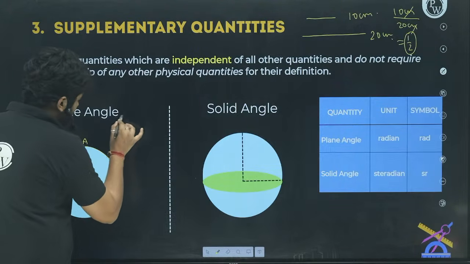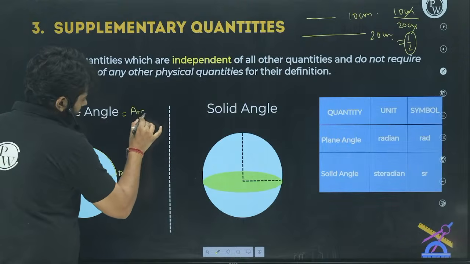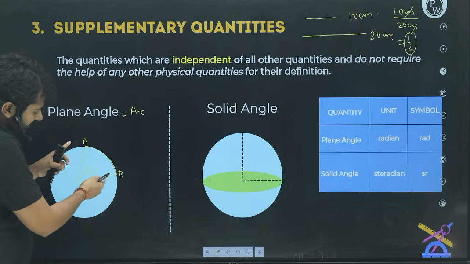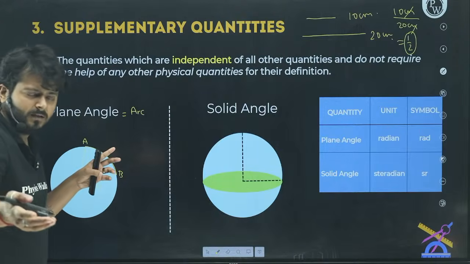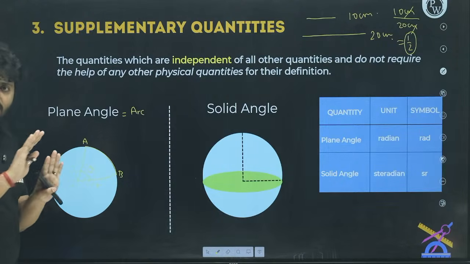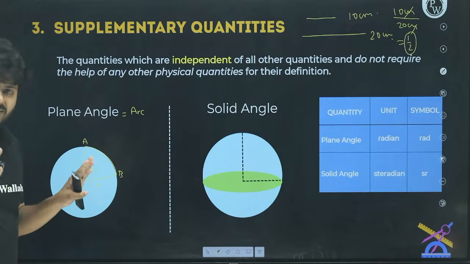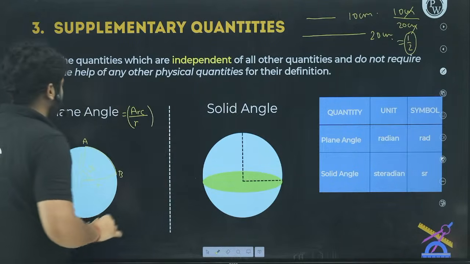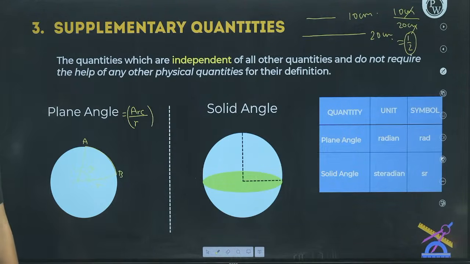So the arc may be 10 centimeter, 20 centimeter, 30 centimeter, and the radius 5, 10, 20 centimeter. Centimeter upon centimeter will cancel out, it will not have any dimension, right? So arc upon radius is going to be the plane angle.